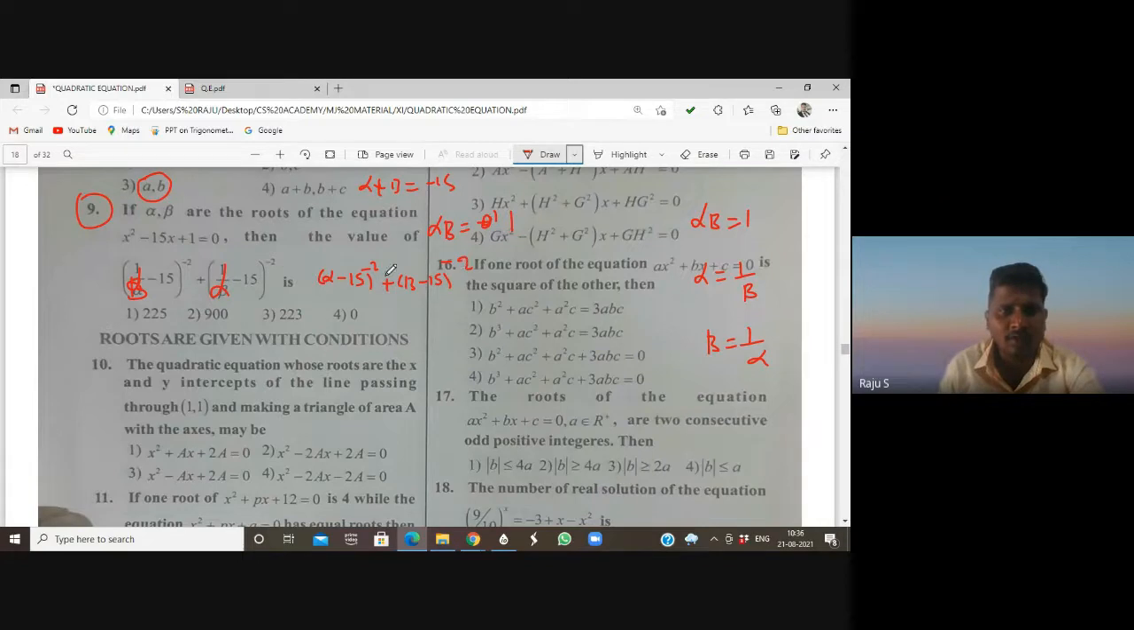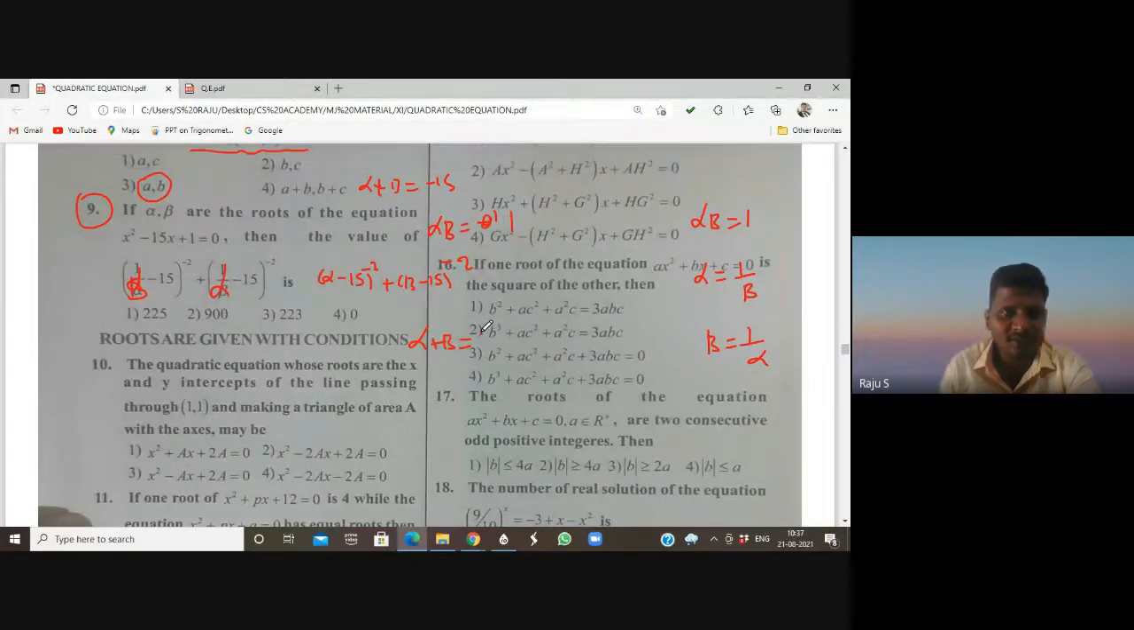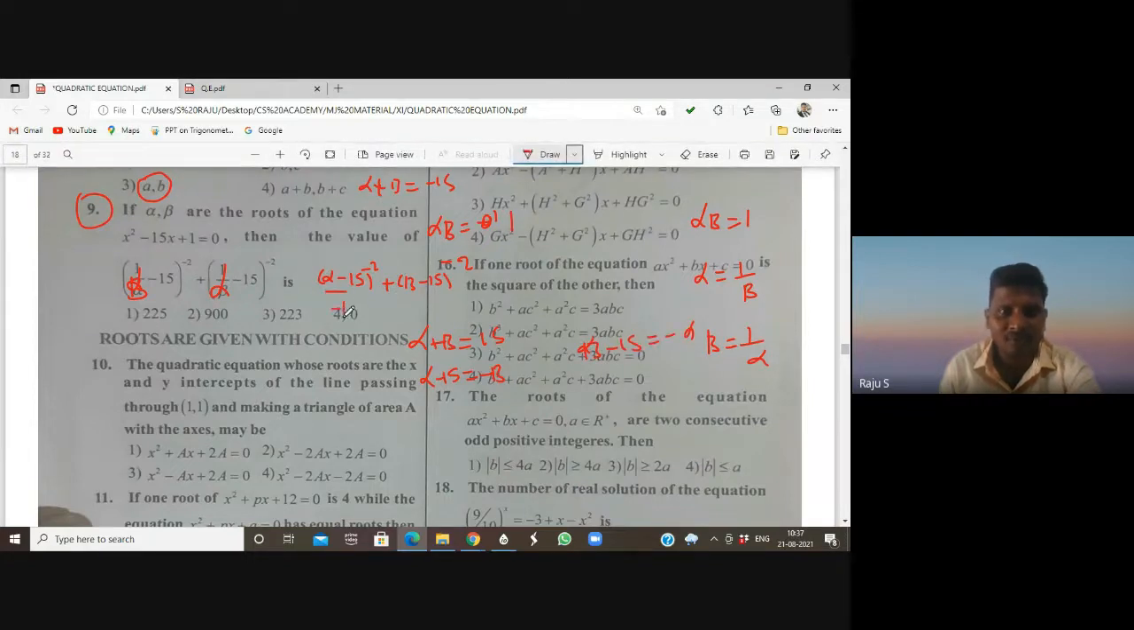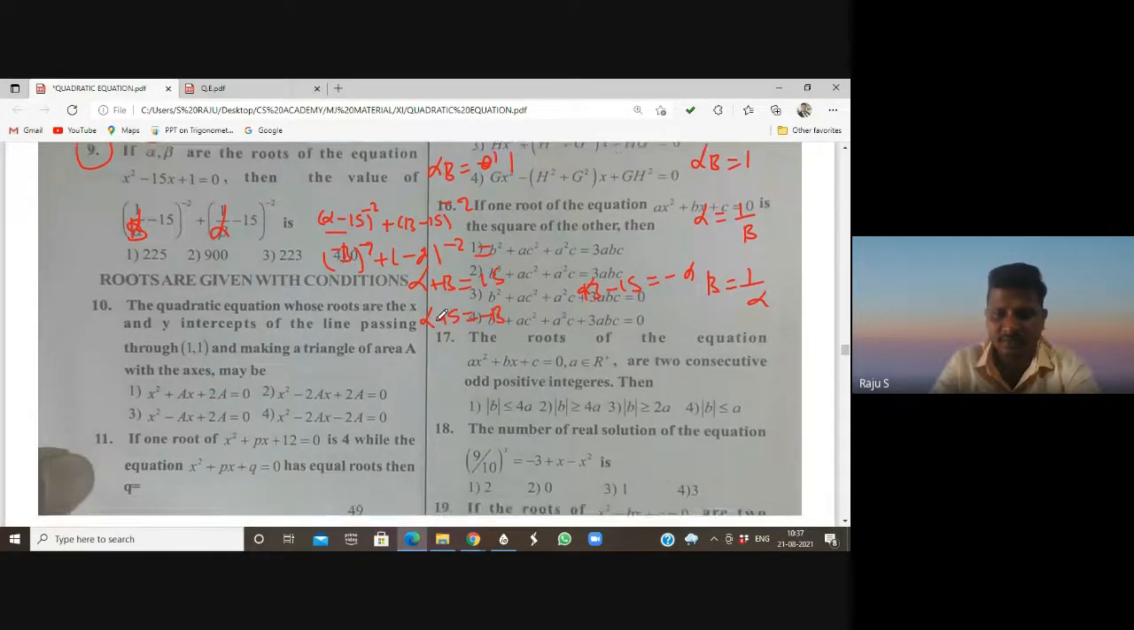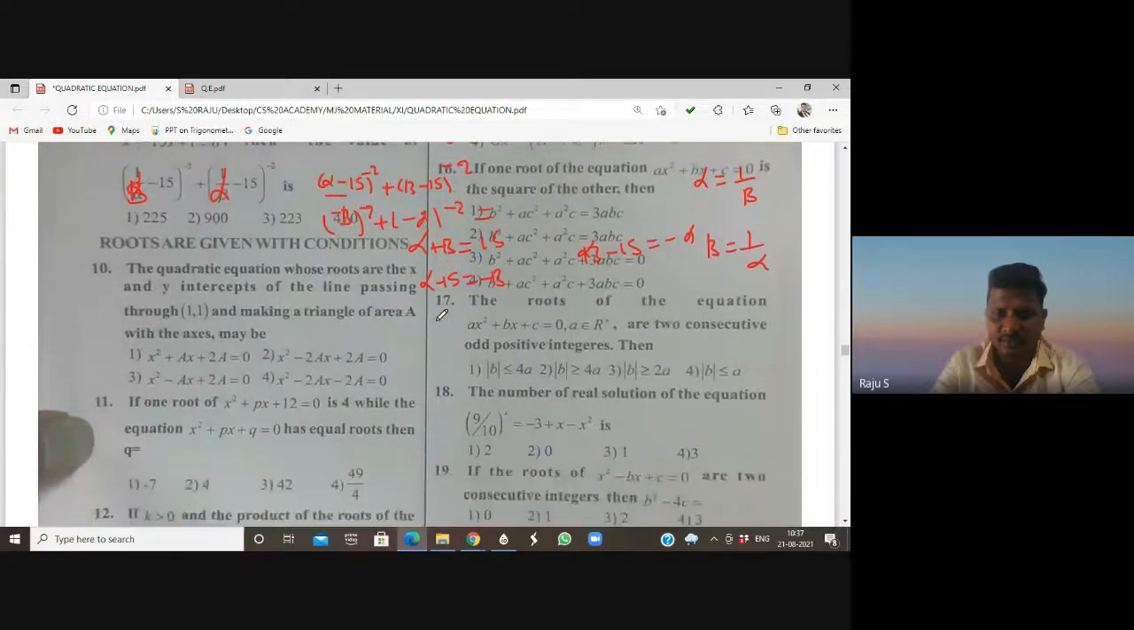How can you simplify this? Then what about your alpha plus beta? Alpha plus beta we already got, the value is 15. Take 15 to the left side. Alpha minus 15 is equal to minus beta, and beta minus 15 is equal to minus alpha. So (minus beta) to the power of minus 2 plus (minus alpha) to the power of minus 2. That is nothing but 1 by beta square plus 1 by alpha square. That only. This you can try, students. The ninth one is a simple question.